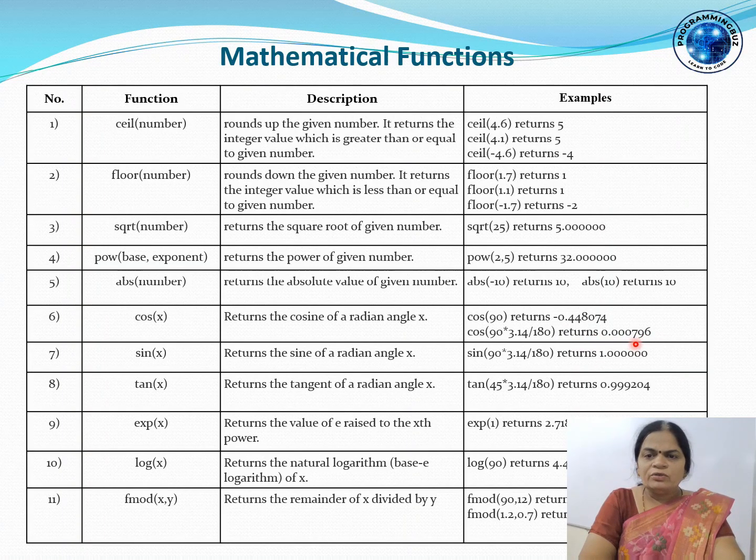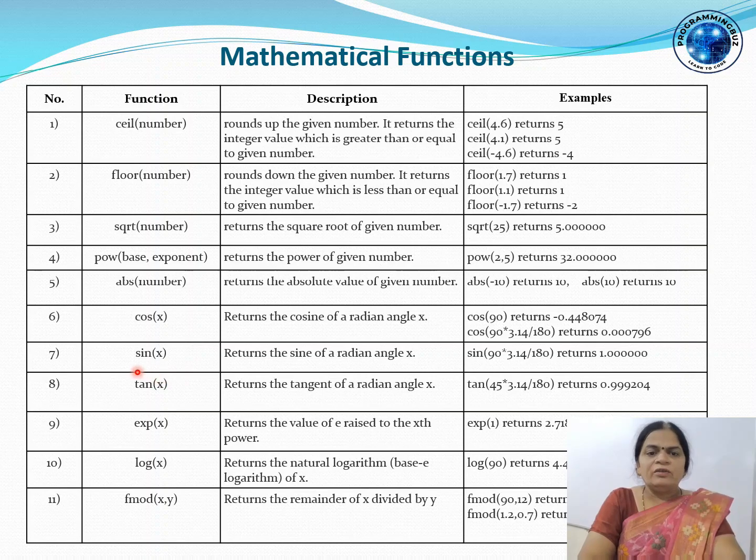So here the value 796 has come because I have written only the value of pi up to 2 digits. If you write the complete value of pi up to 15 or 16 digits, then it may be rounded to 0.0000. So this is the cos function.